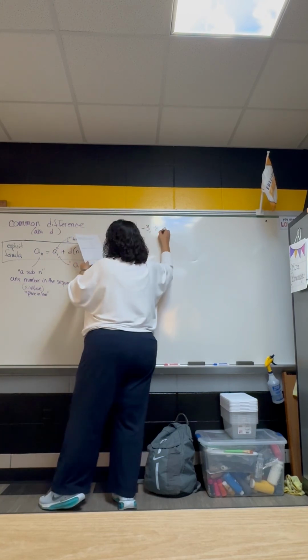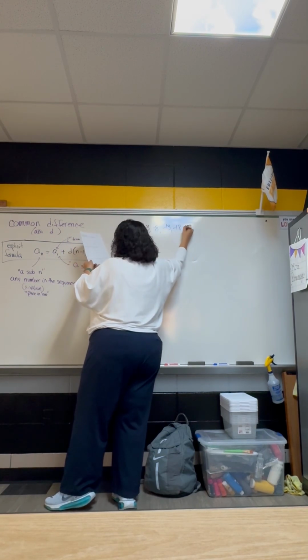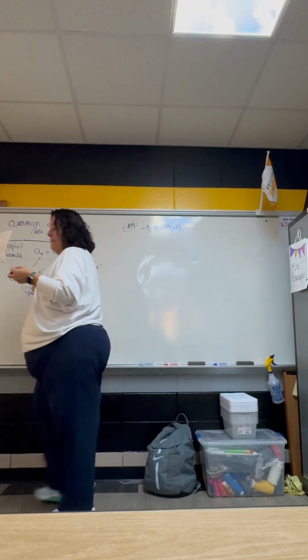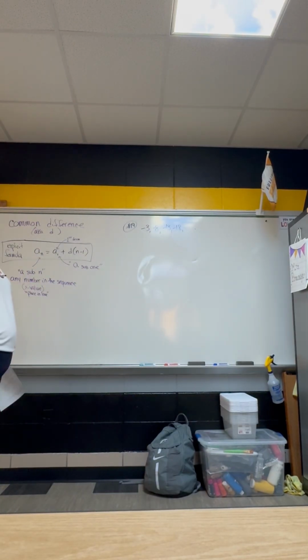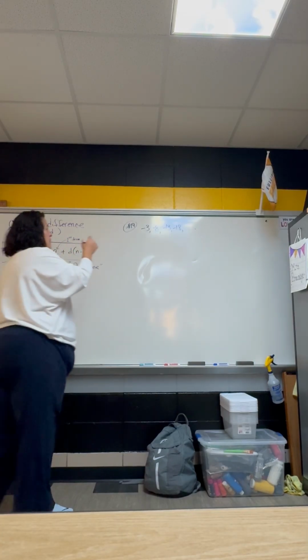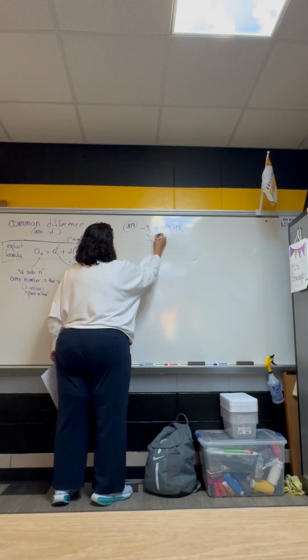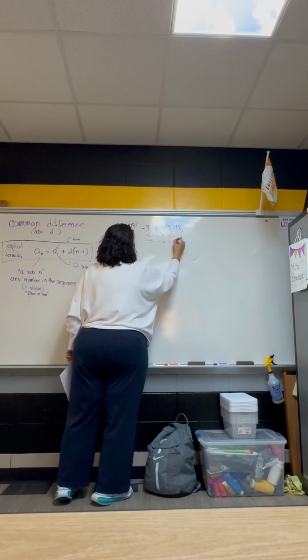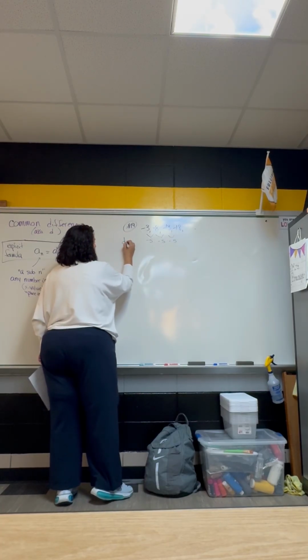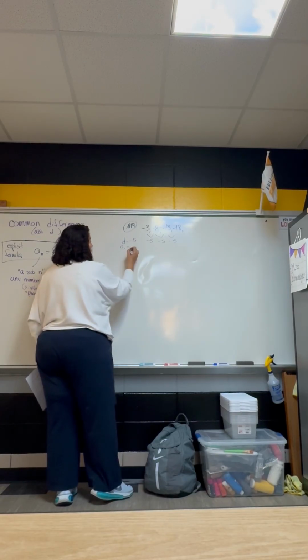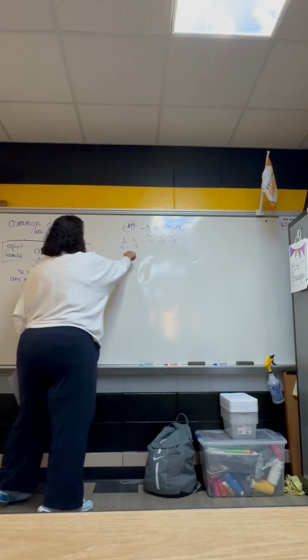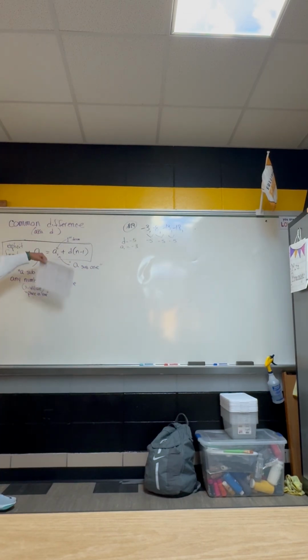Negative 3, negative 8, negative 13, negative 18. What's the common difference in that sequence? 5. So our D is what? Negative 5. What's our A sub 1? What's the first term of the sequence? Negative 3. We're going to use that common difference and that first term in our explicit formula to write the equation so we can find the 7th term of the sequence.